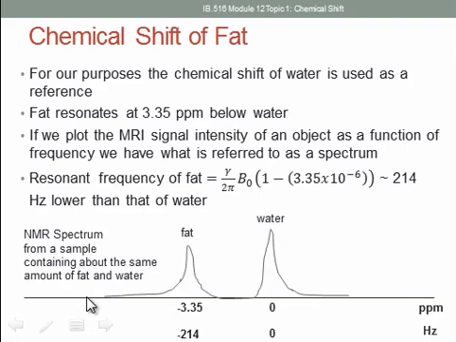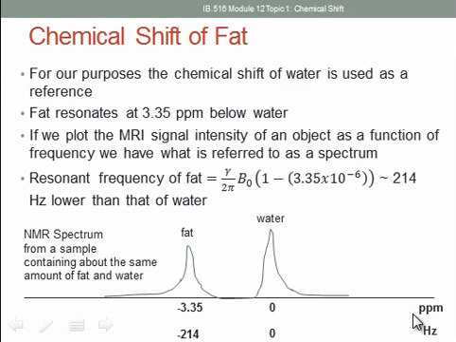So here, this is what I'm showing. It's not a real spectrum, I just drew it out, but this might be something that you may see. It'd be similar to this, the point being that the signal intensity from fat is 3.35 parts per million below water.